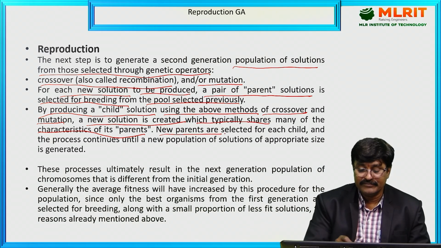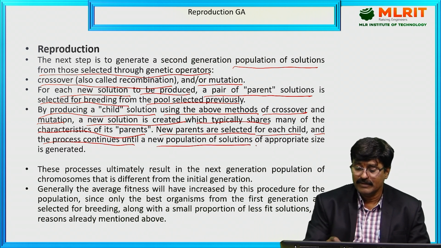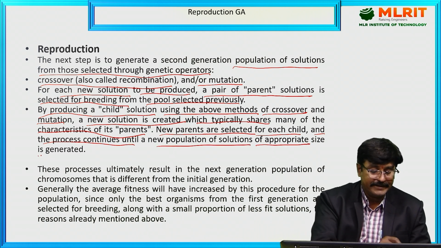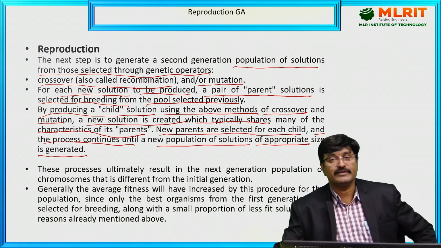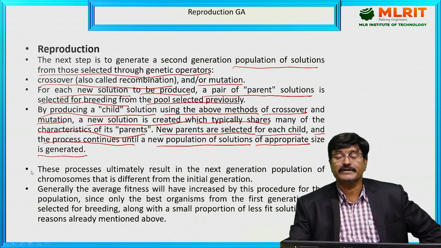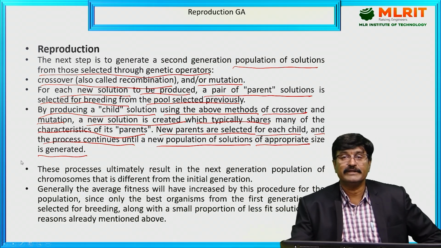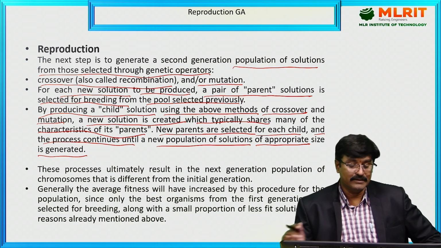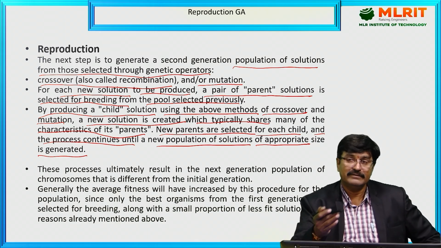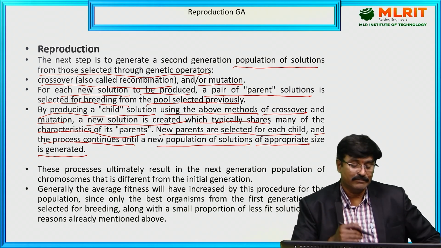New parents are selected for each child, and the process continues until a new population of solutions of appropriate size is generated. These processes ultimately result in the next generation population of chromosomes that is different from the initial generation. The parent generation is different, the child generation is a different group.